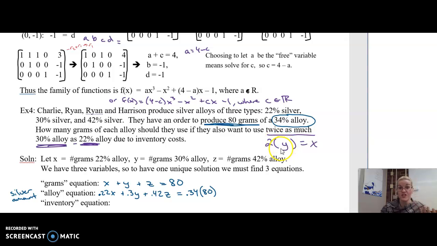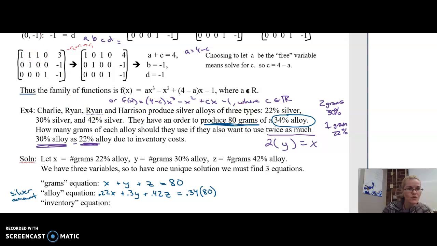So let's give ourselves a for instance, right? Let's go very easy, say they use 2 grams of the 30%. That should be twice as much as the 22%. So that means 1 gram of the 22%, right? So is this correct, 2 times y? No, it's actually 2 times x.